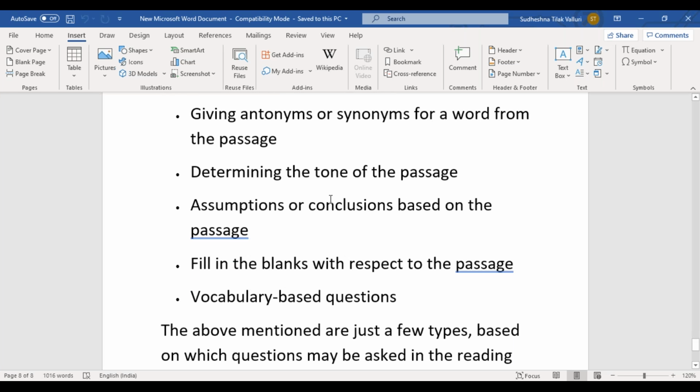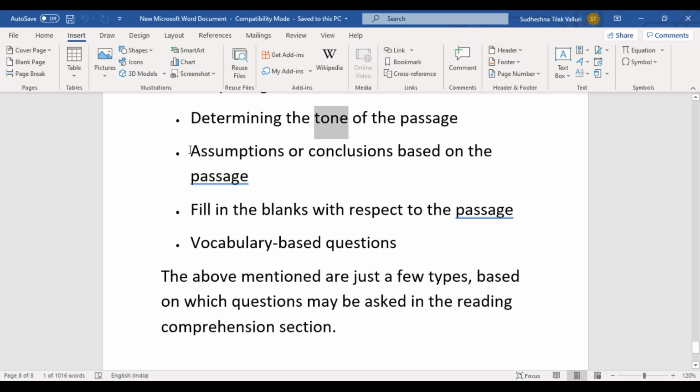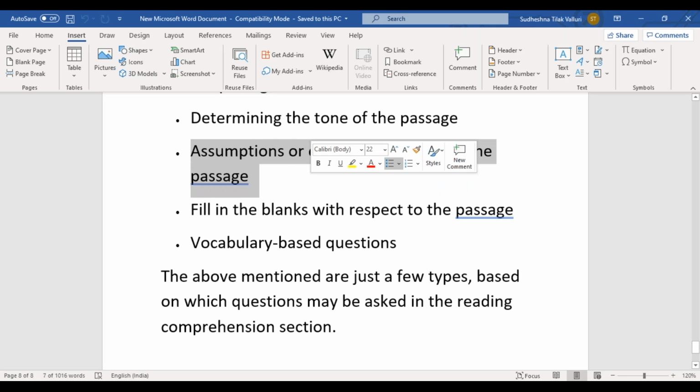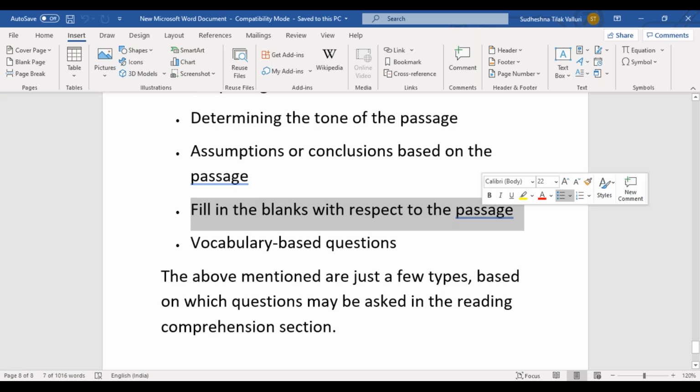Or they may ask you to determine the tone of the passage. Tone in the sense, what is the writer's tone in this particular passage? And they may ask you to draw some kind of assumptions or conclusions based on the passage. Or they may ask you to fill in the right word, some kind of sentence completion or sentence improvement.